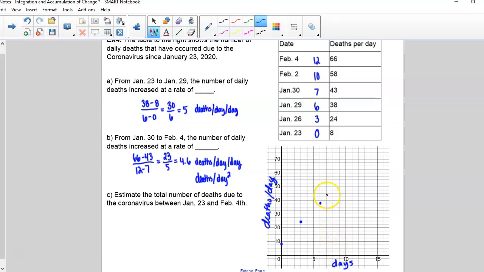743 right here. 1058, and then 1266 right here. Okay, so if we look at this, it looks pretty linear. Actually, it looks very linear. It's not perfectly linear, but it looks pretty linear.